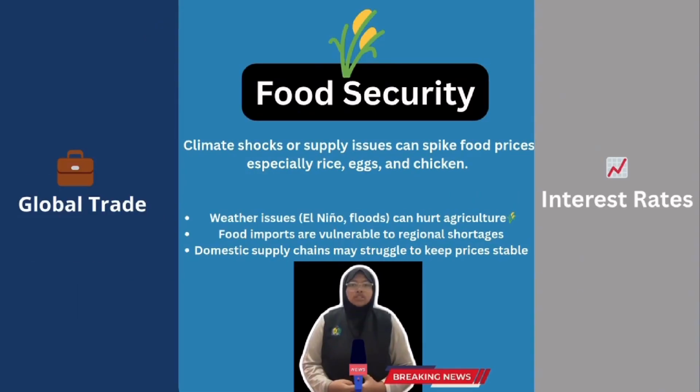Food security remains a concern. Climate change, crop shortage, or sudden price shocks in the global food market can lead to spikes in local food price, which make up a large portion of Malaysia's CPI basket.